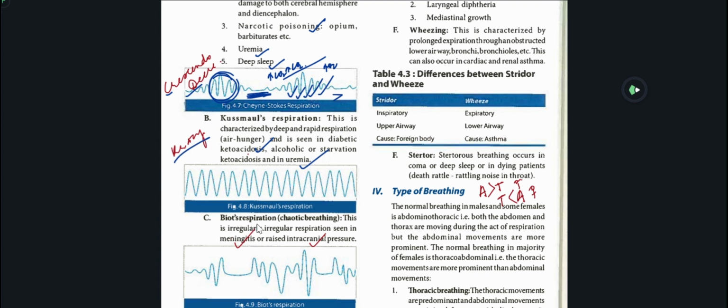Coming towards Biot's. Biot's is something which is chaotic. Biotic, chaotic. Can you remember it that way? Something very, very irregular. You cannot make it out. Like there is an increase and then a pause, then again increase, increase, increase, pause. There is no pattern at all. It's completely chaotic, irregularly irregular, seen in patients with brainstem meningitis or increased intracranial pressure. So meningitis and raised pressure are two causes of Biot's respiration. From B, I remember brainstem meningitis, and B, say pressure, BP. These are the two causes of Biot's which you can never forget.